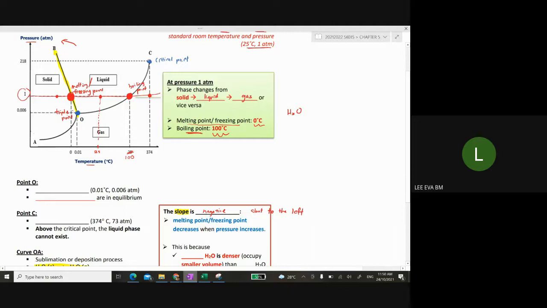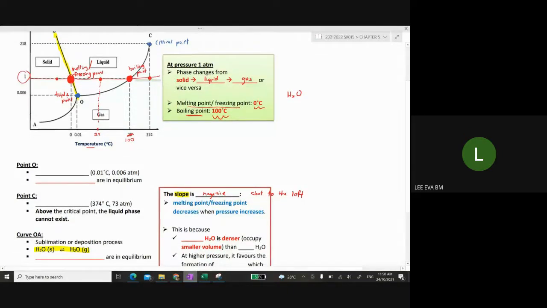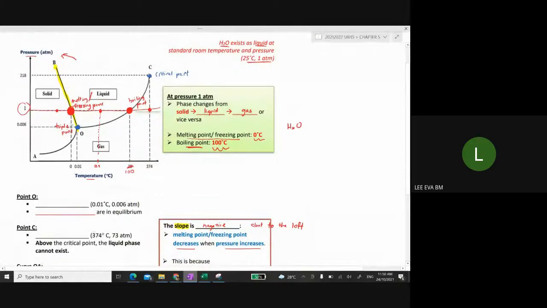Okay, so when you say the slope is negative, it refers to when your pressure increases, your freezing and melting point decreases. Macam mana nak tengok? Kita cuba tengok. Okay, if our pressure increases from bottom to the top, your melting or freezing point gets lesser and lesser towards the left. That means your temperature is decreasing. You're decreasing your melting and freezing point. Do you get what I mean?